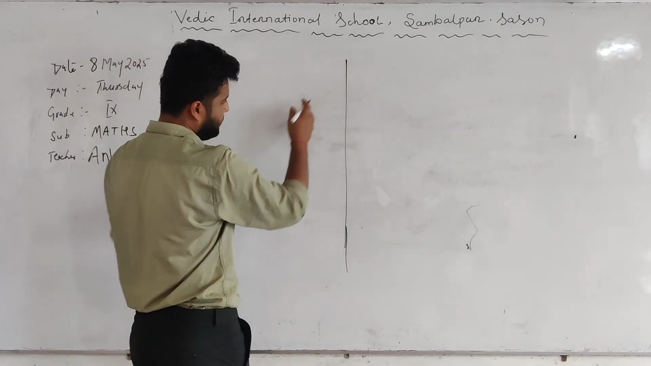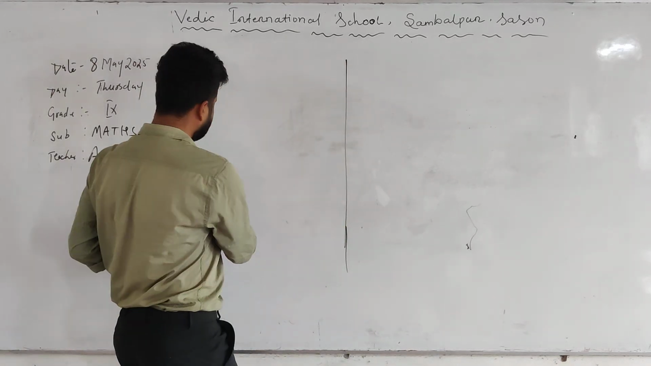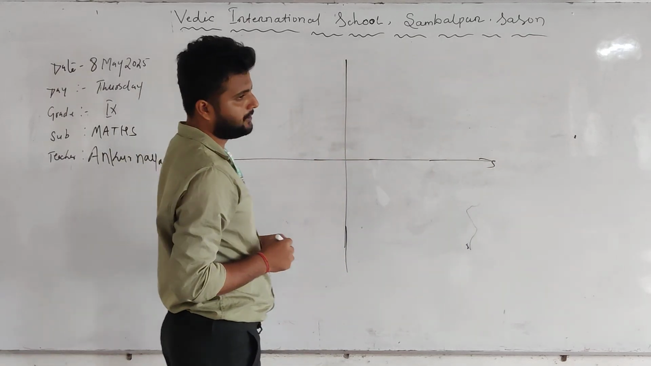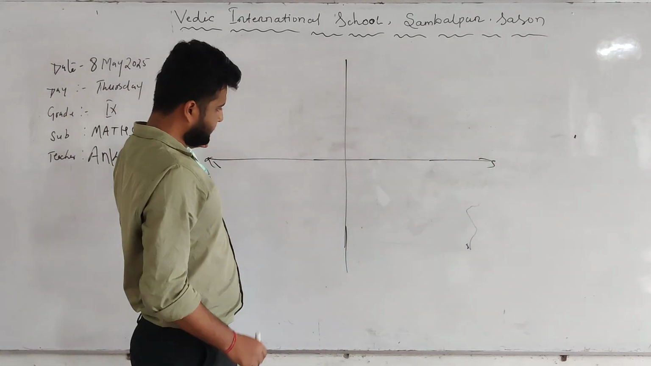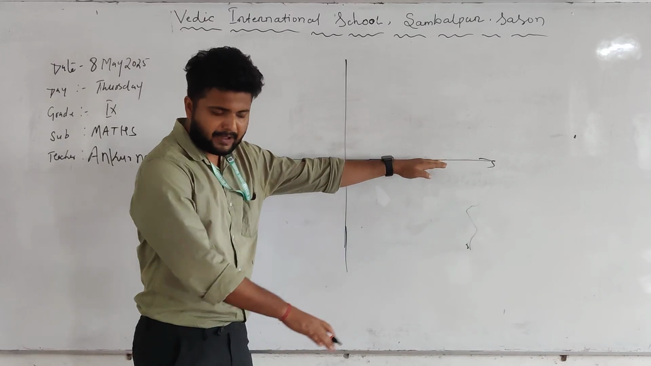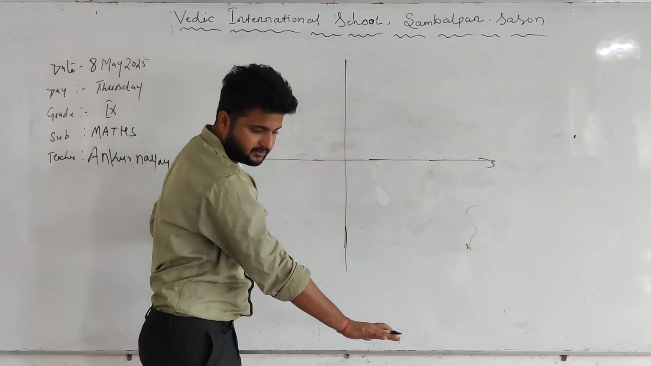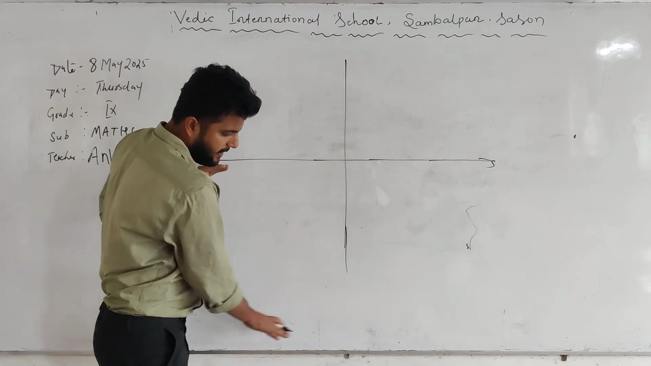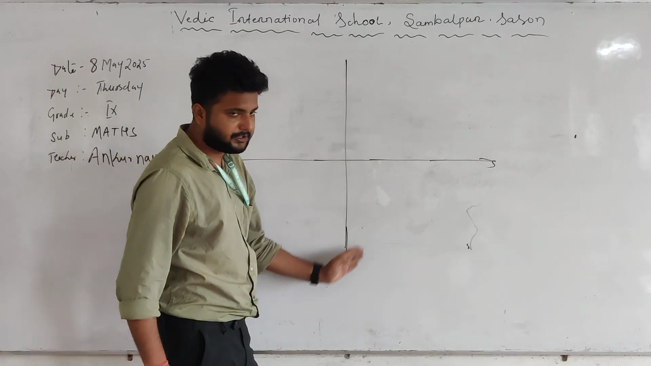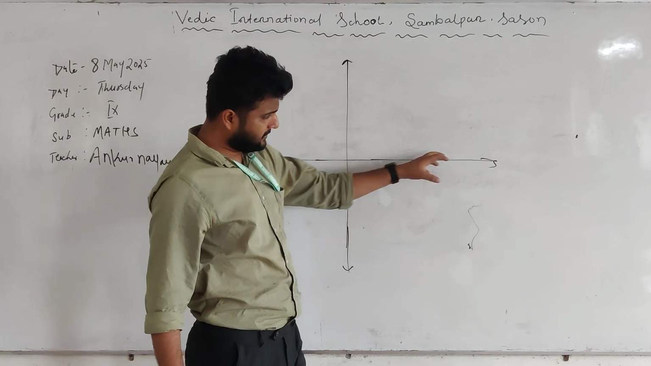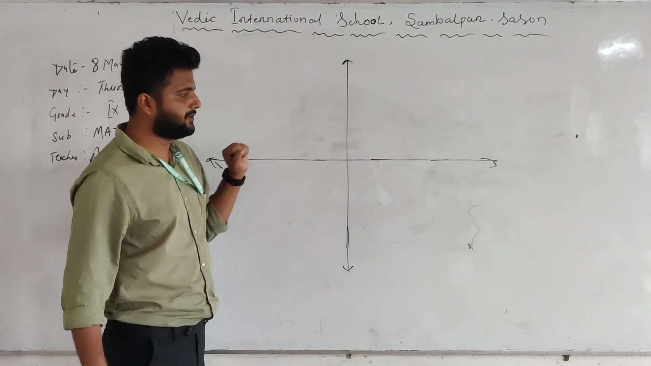Now just take one vertical line and one horizontal line. You all know very well what is vertical and what is horizontal. Horizontal means anything which is parallel to the earth surface, and vertical means perpendicular to the earth surface. This complete figure is called the Cartesian plane.